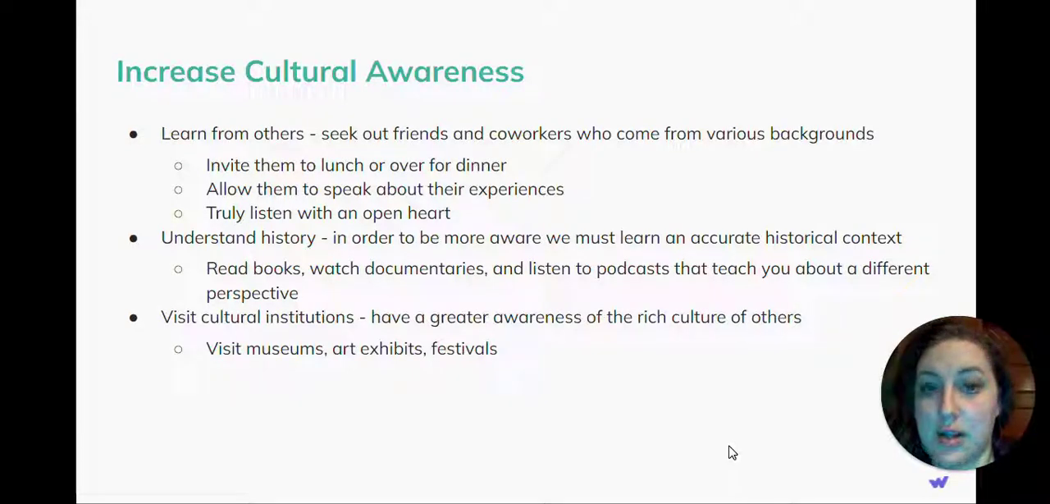Understand history. In order to be more aware, we must learn an accurate historical context. Read books, watch documentaries, and listen to podcasts that teach you about different perspectives. Visit cultural institutions. Have a greater awareness of the rich cultures of others. Visit museums, art exhibits, and festivals.